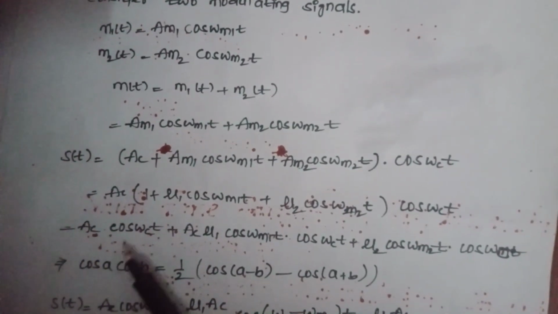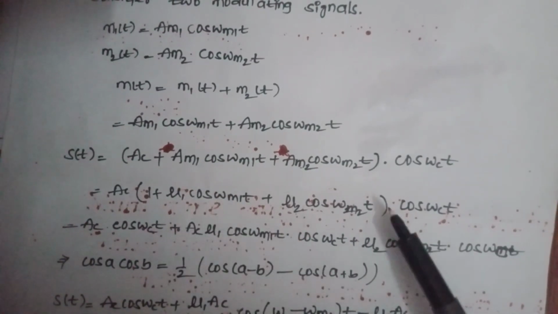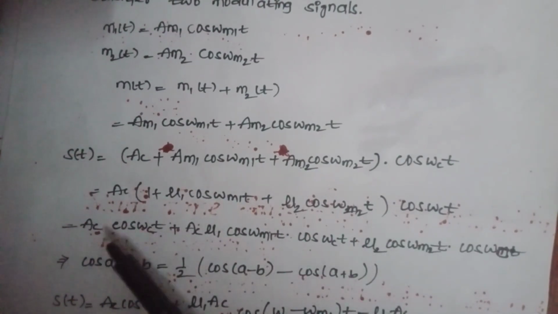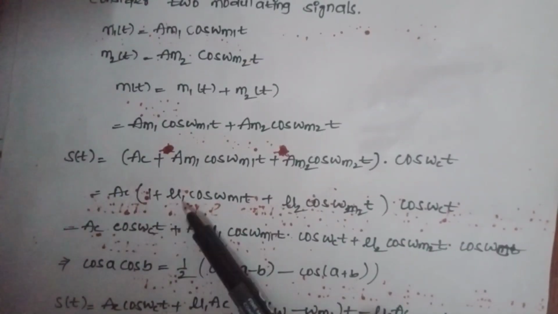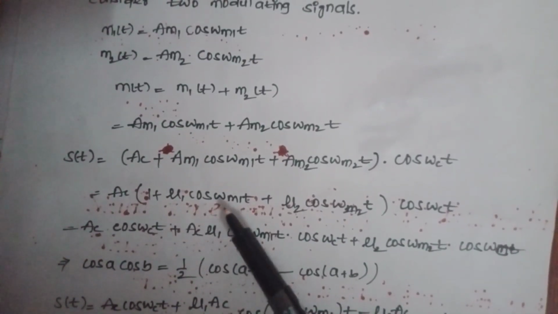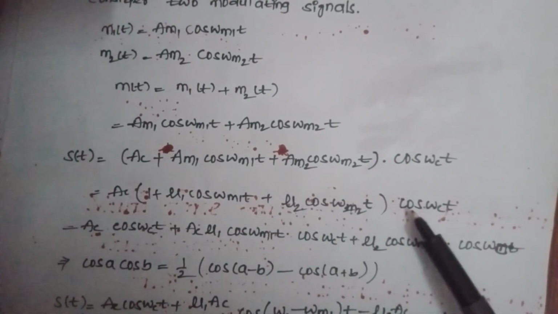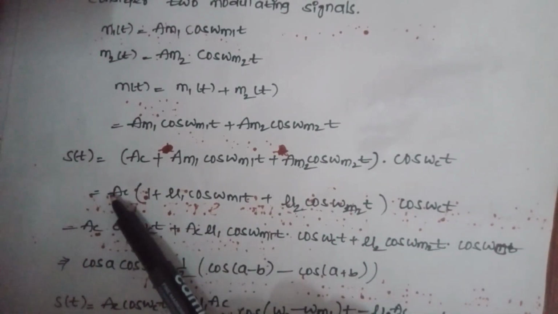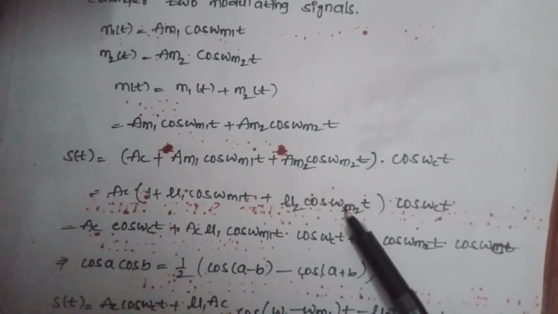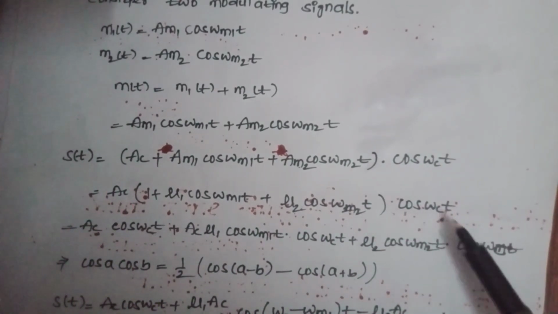Now Ac into, multiply this one. So Ac into cos ωc t plus Ac into mu 1 cos ωm1 t into cos ωc t plus mu 2 into Ac cos ωm2 t cos ωc t.